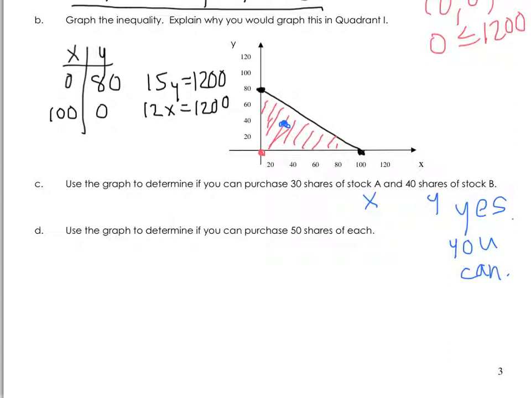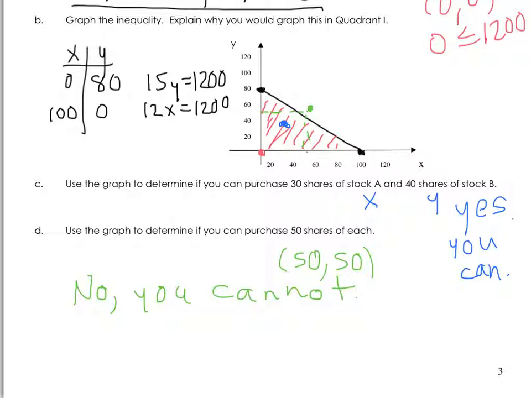Use the graph to determine if you can purchase 50 shares of each. So this time we want to purchase 50 shares of each. We're looking to see if the point (50, 50) is in our solution space. It's really hard to tell from the graph. I think (50, 50) is not in our solution space, so I'm going to say no, you cannot. I'm a little nervous about that answer though.